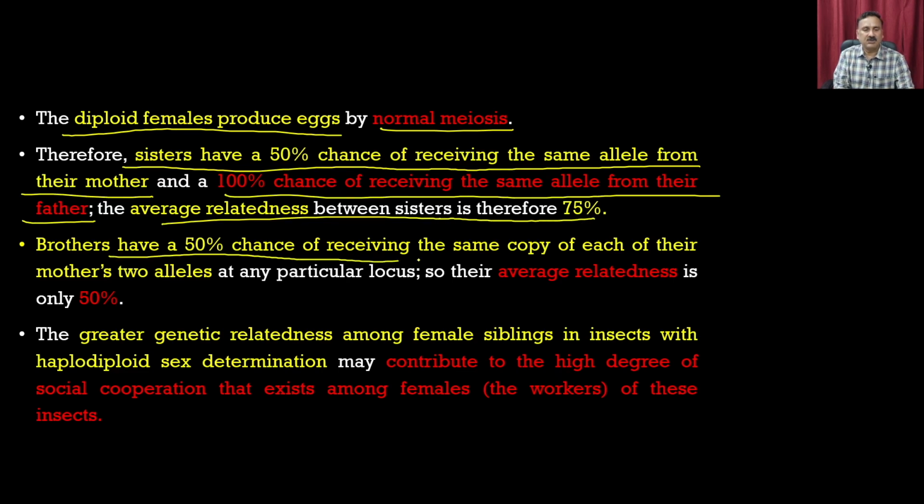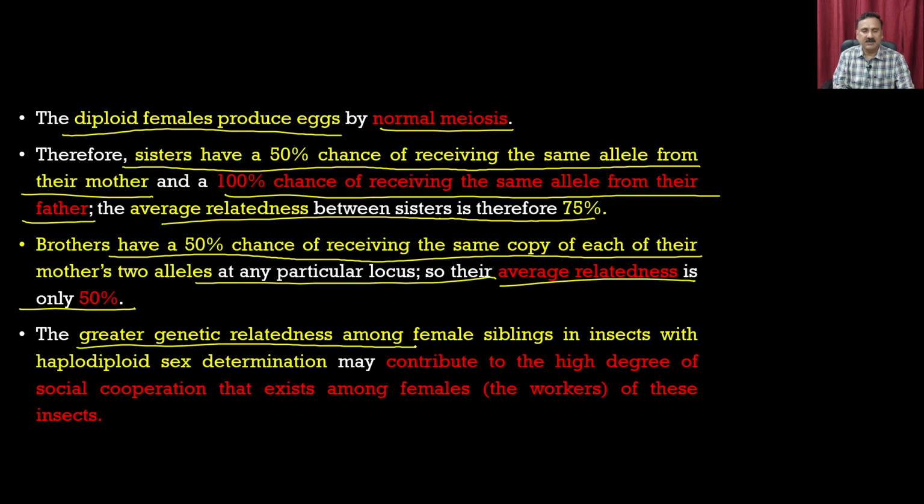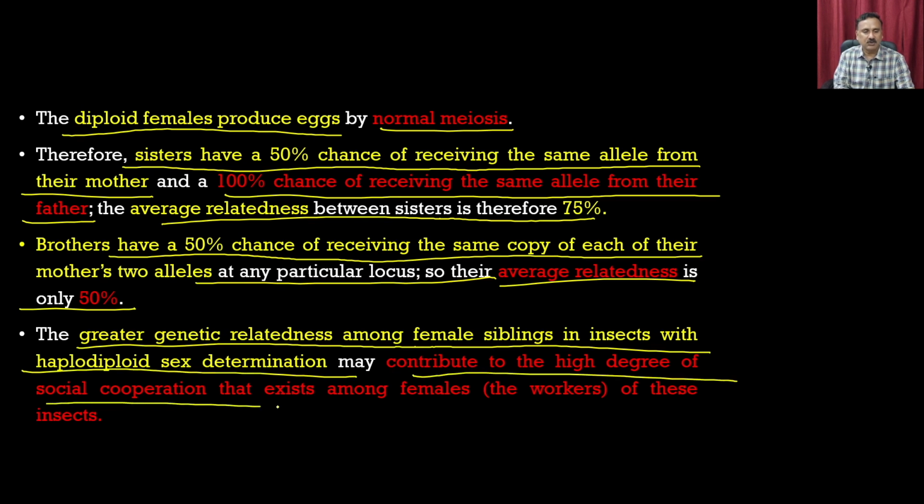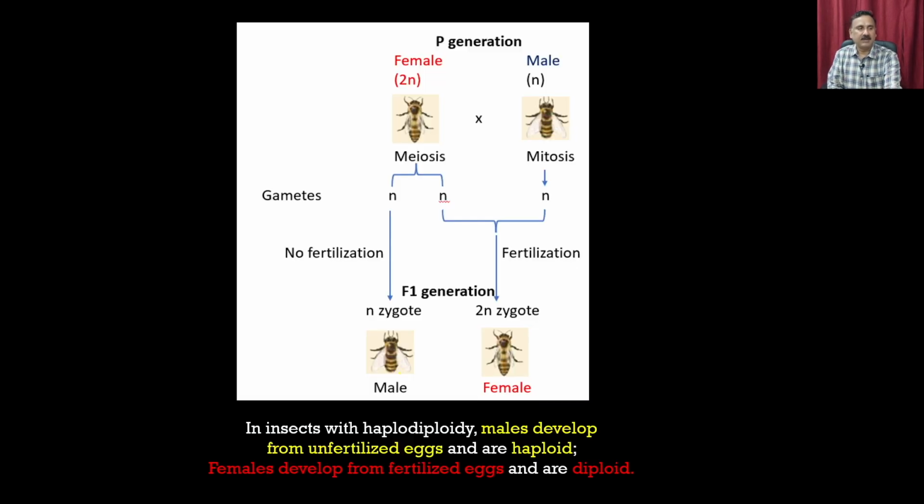Brothers have a 50% chance of receiving the same copy of each of their mother's two alleles at any particular locus, so their average relatedness is only 50%. The greater genetic relatedness among female siblings in insects with haploid-diploid sex determination may contribute to the high degree of social cooperation that exists among the females of these insects. So this is what is shown here, right? Now, once we discuss the epigenetic contributions to genetic variations, then we talk about sex determination.